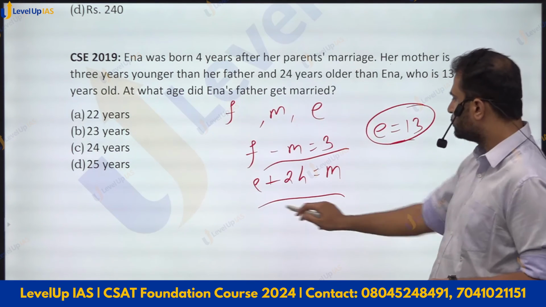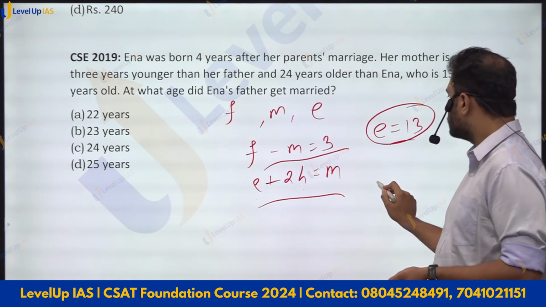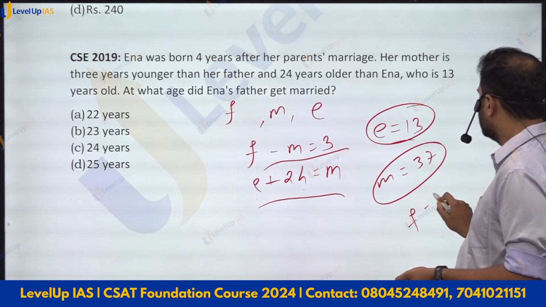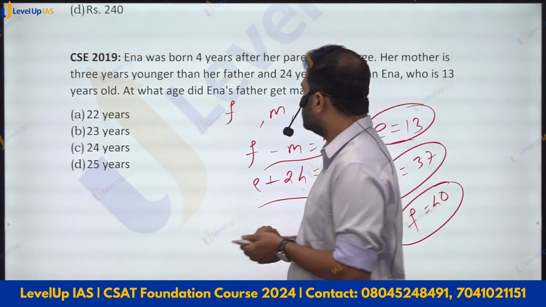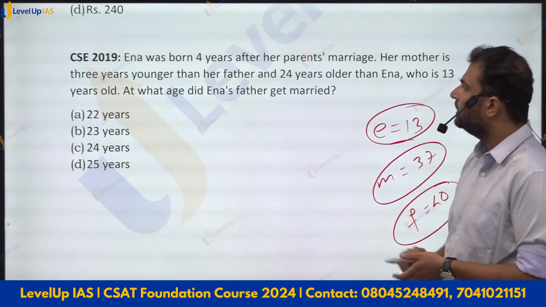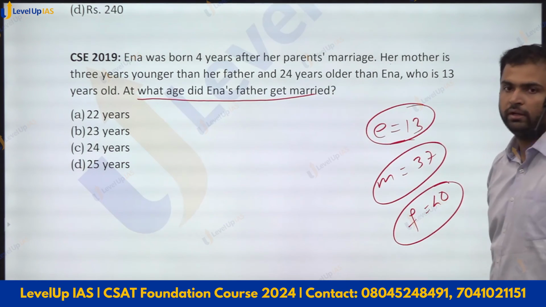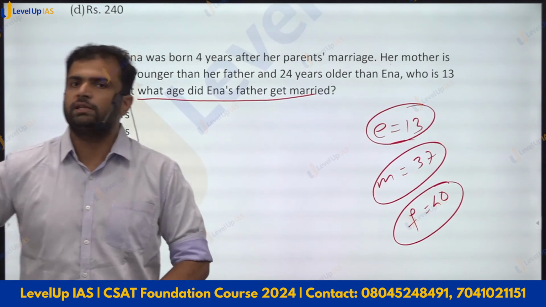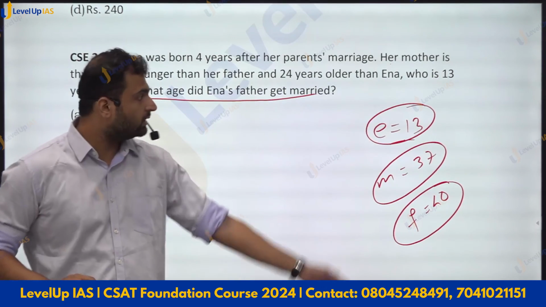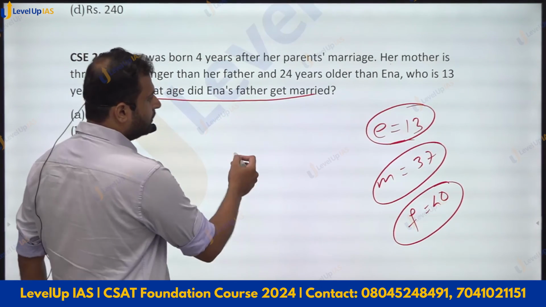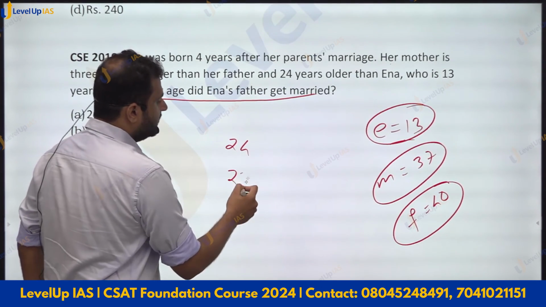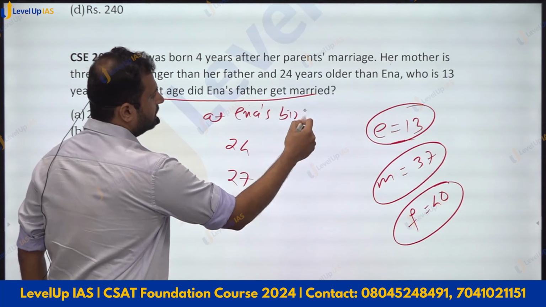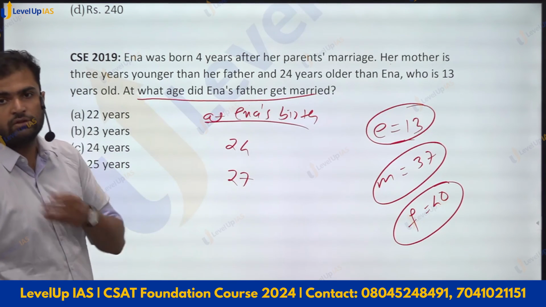So Ina is 13 years old. So her mother is 24 plus 13, so M is equal to 37. Mother is 37 years old. And father, who is 3 years older than mother, is 40 years old. So we have today's ages. But we want to find at what age Ina's father got married. So at the time of Ina's birth, what were the ages of mother and father? At the time of Ina's birth means 13 years ago. 13 years ago, mother was 24 and father was 27 at Ina's birth. These were the ages of her parents.